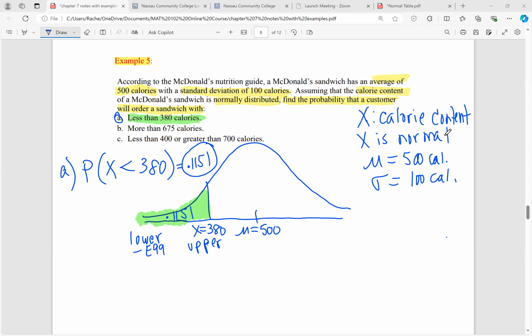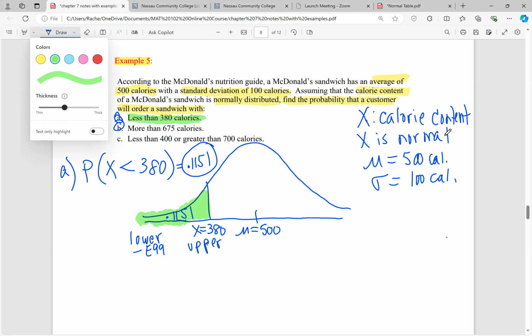So part B says, what's the probability that a customer will order a sandwich with more than 675 calories?